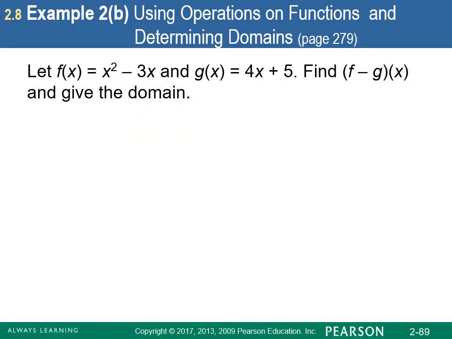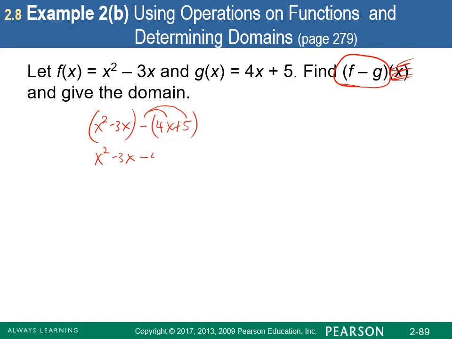Similarly, we're going to be subtracting these, ignore the x, and the f comes first. So x squared minus 3x, 4x plus 5. The first parentheses aren't needed. The second ones have to be handled appropriately. And then we can combine things together. And similarly, the domain is all real numbers.